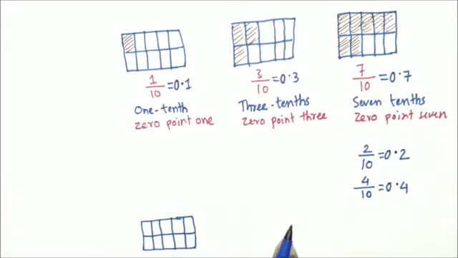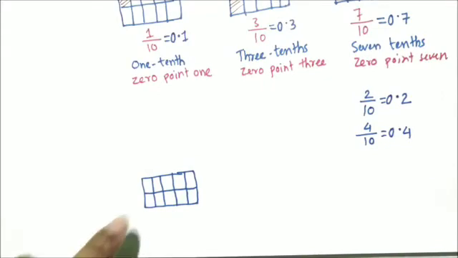Now you can see here, this is an already drawn figure. Now I just want to color this box as 0.8.